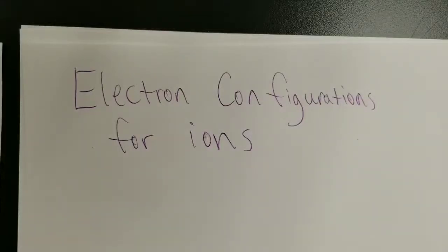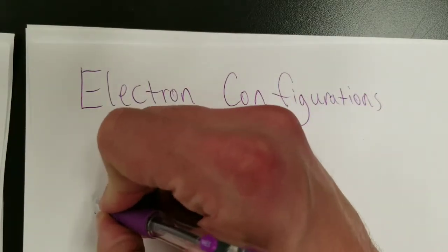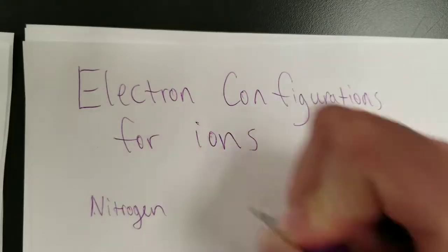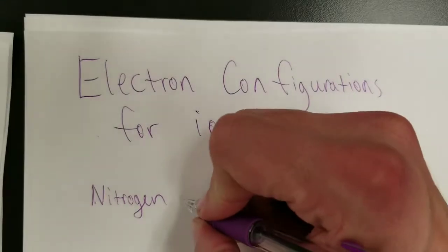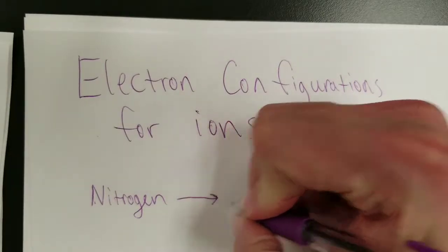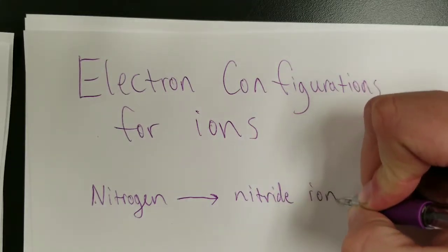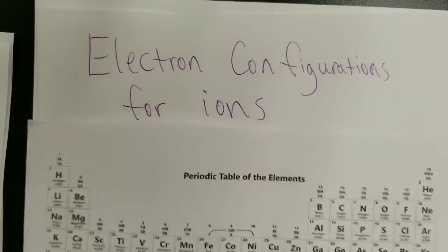Today I'll talk you through how to find the electron configuration for an ion. Let's start with nitrogen. Suppose I want you to find the electron configuration for a nitride ion. Well, there's a few things you've got to be able to do in order to make this happen. One, you need to know the charge of a nitride ion from its location on the periodic table.